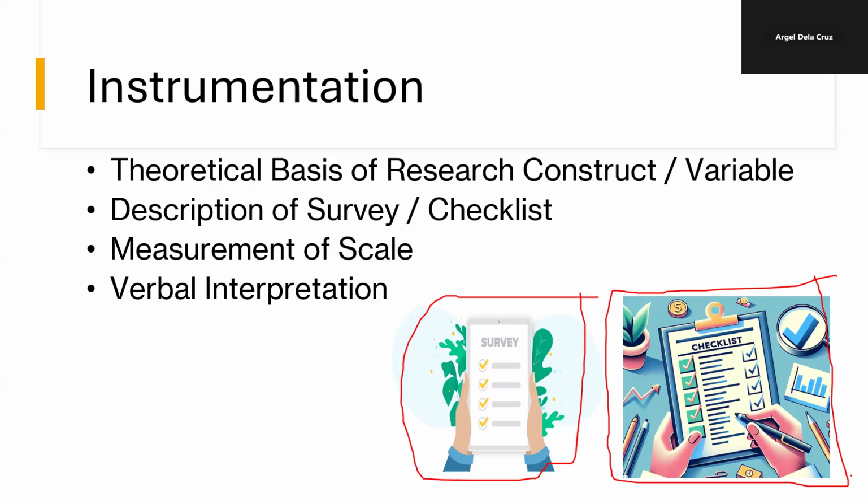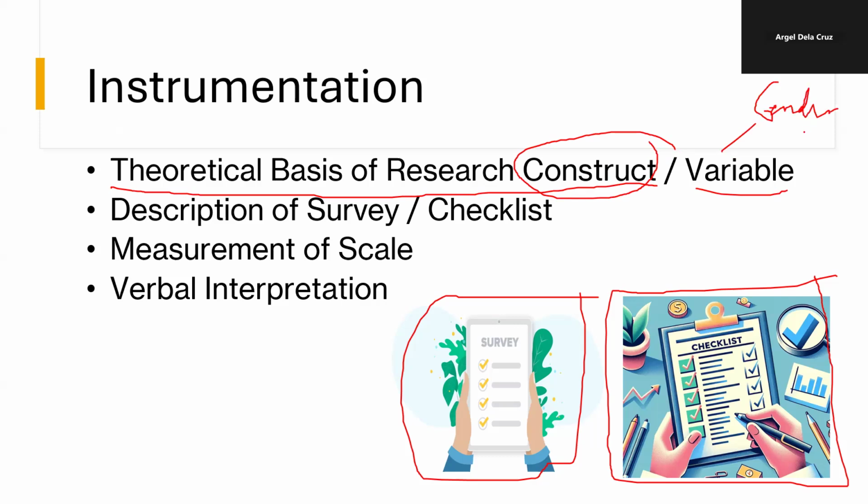Now, ang pinaka-importante dito is you have to explain to us what is the theoretical basis of your research construct or variable. Pag sinabi mong construct, pag variable kasi, madali na siya i-explain. For example, what is a variable? Variable are, let's say, gender. So gender could be male, female, or masculine, or feminine, diba? Or male, female, LGBTQ, or asexual, etc. So pwede siyang gender. And construct, good example, gender is a construct. Okay.